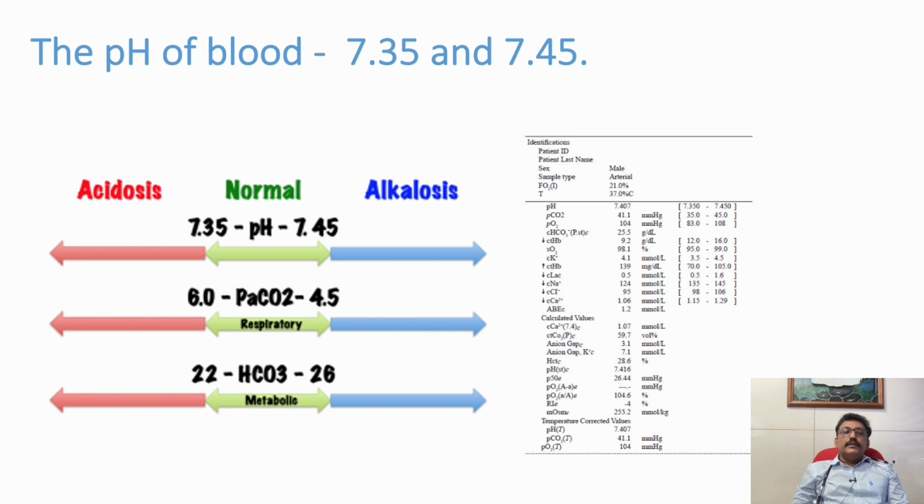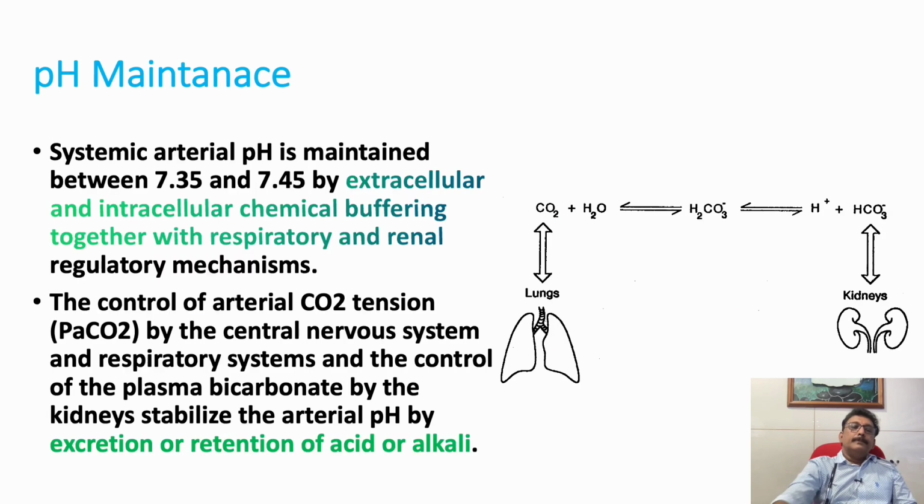On the right side you can see the sample ABG. A lot of values are there. Some ABG machines give even values of electrolytes: sodium, potassium, calcium, phosphorus, magnesium, then creatinine, lactate, base excess, and so many other values also.